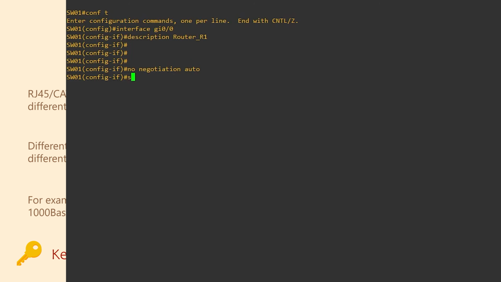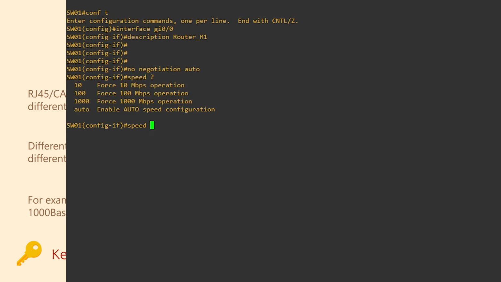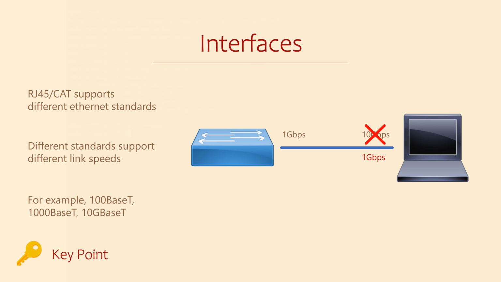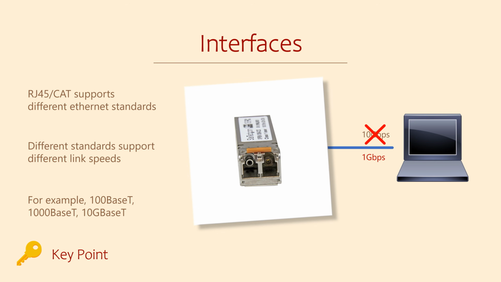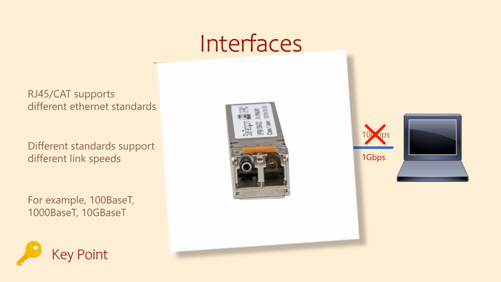The speed is set with the speed command. If we use a question mark, we can see the different speeds that this interface supports. For our example, let's set this one to 100 megabit. Transceivers are a bit different. They are physical modules that are installed into the switch port and are hard-coded to a certain speed.